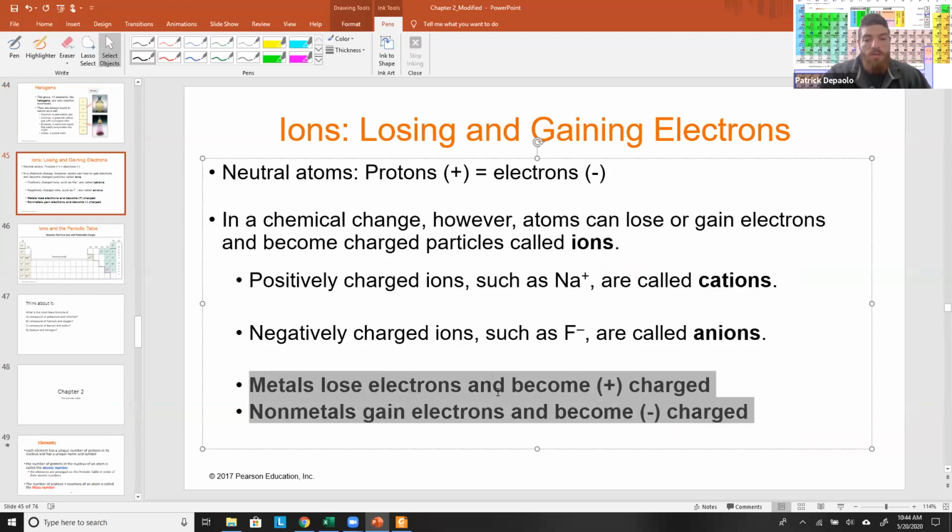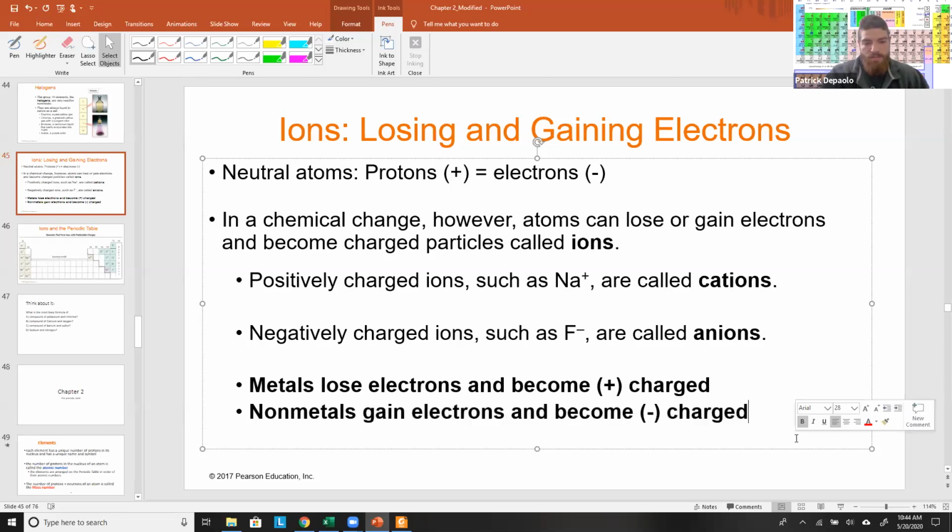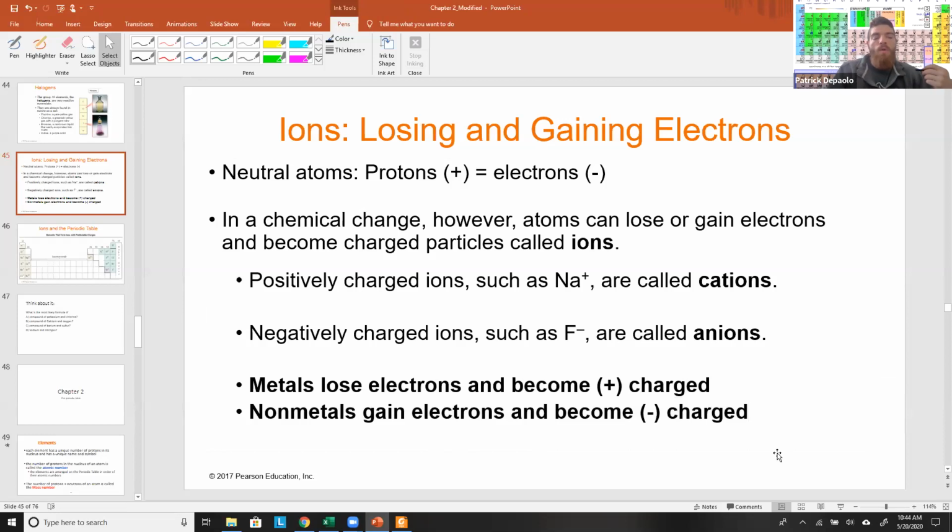Metals lose electrons and become positively charged. That encompasses everything. Non-metals gain electrons and become negatively charged. This is when they're in reactions with metals or making bonds with metals. So if a metal and non-metal bond together, let's do an example of Na and fluorine. Initially, they are neutrally charged. It is a common misconception.